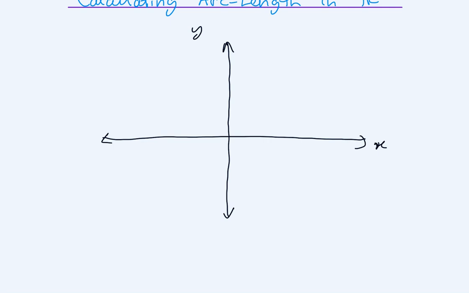Now, suppose that we have a curve here, just a general curve. Okay, so this is our curve here. And now, suppose that we label our curve C. So the label for our curve is C. And also suppose that the equation of our curve is y is equal to f of x. That's the equation of the curve.